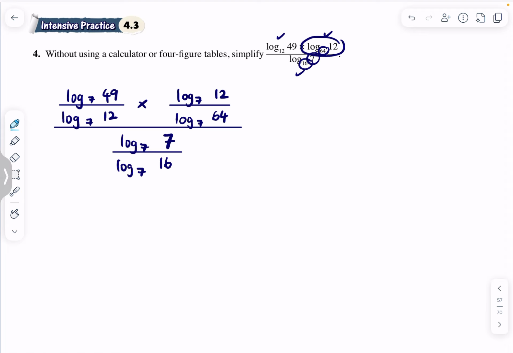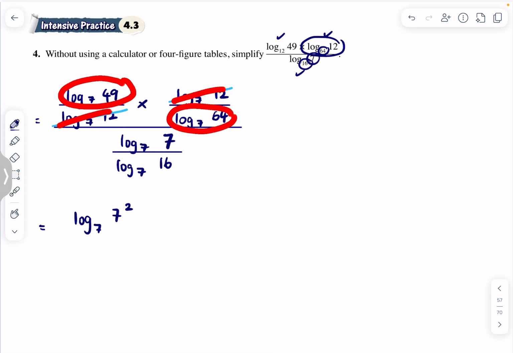So looks like we have log 7, 12, log 7, 12. We can cut this. Log 7, 49, we can write it as log 7, 7 square. Then this one cancels off already. So it's this over this.